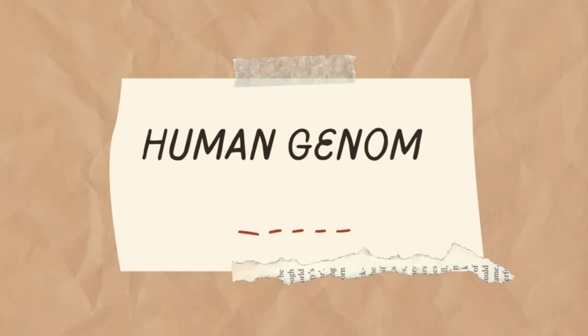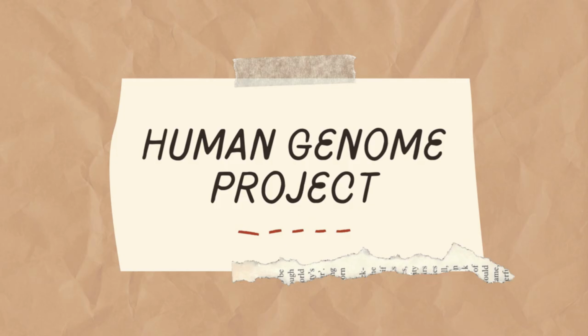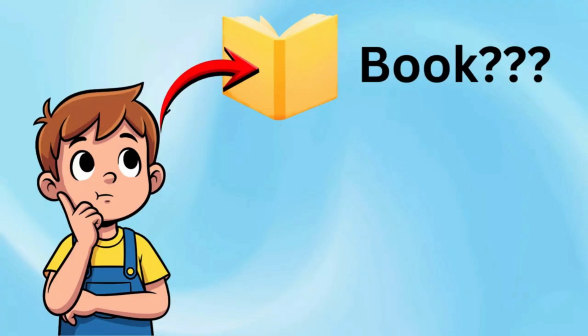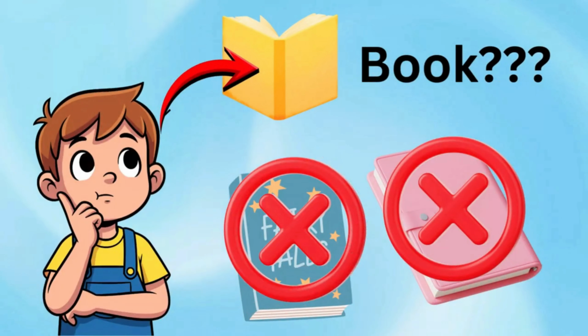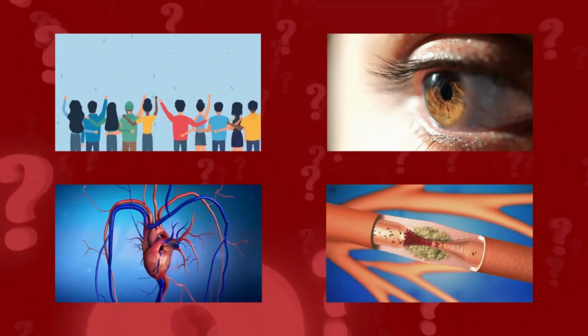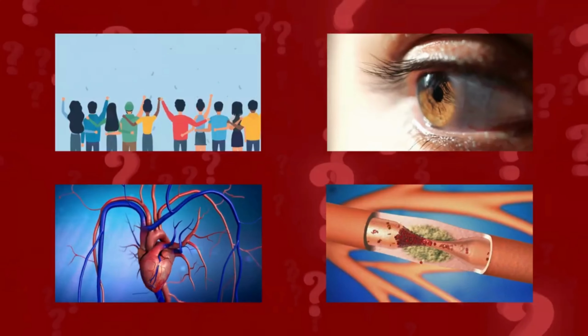Now let's discuss an example of interdisciplinary collaboration in science. Imagine you're born with a book inside you. Not a storybook, not a diary, a manual. Every page of this book decides something. How tall you'll be, what your eyes will look like, how strong your heart is, even what diseases you might get. For most of human history, we knew this book existed, but we couldn't read it.